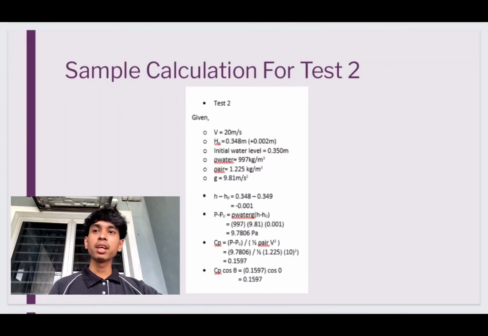So we will get 0.1597, and then the CP cos. For the first calculation, the angle will be 0. We will be starting with 0 and increasing by 15 degrees.